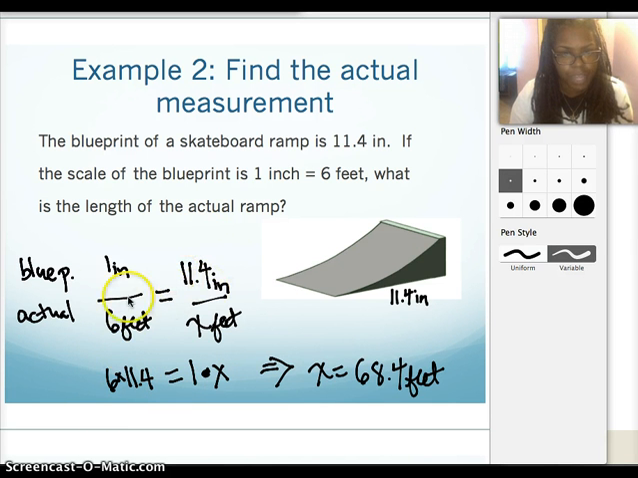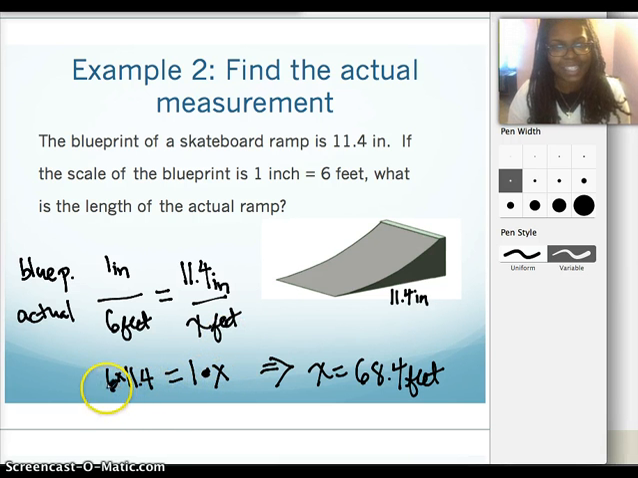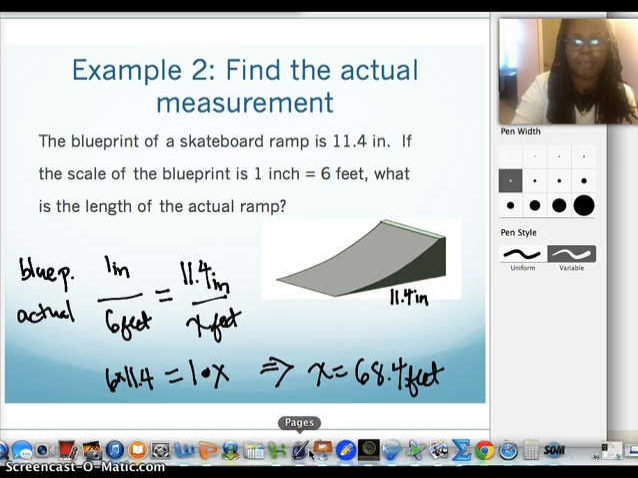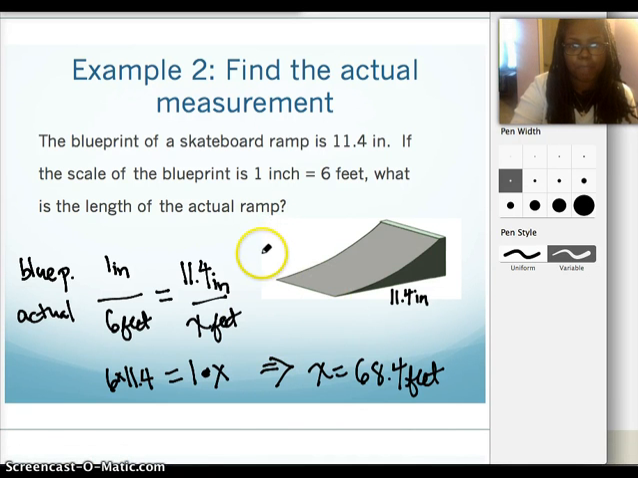We cross multiplied as we usually do. 11.4 times 6 is going to be 1 inch times x feet. So I end up with 1x over here, which is quite convenient, is equal to 6 times 11.4. And when I do that, x is obviously equal to 68.4. Since we were looking for feet, we got 68.4 feet, which is quite a long skate ramp. All right, let's look at another example, guys.